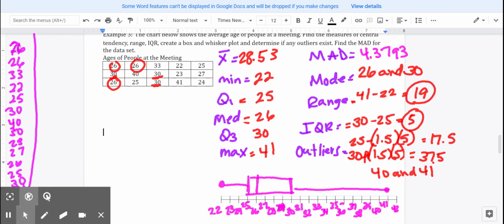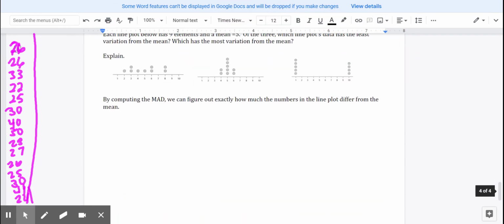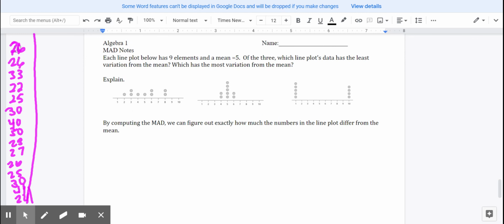Final thing we need to discuss here is if we just have a dot plot, how are we going to be able to evaluate which figure has the smallest MAD, which one has the largest MAD? Meaning which one has the least variation, the smallest MAD, and which one has the most, which would be the largest. So just by looking at it, we can tell that the data set that is closest together would be this option number 2. So we would say this has the smallest MAD or the least variation.